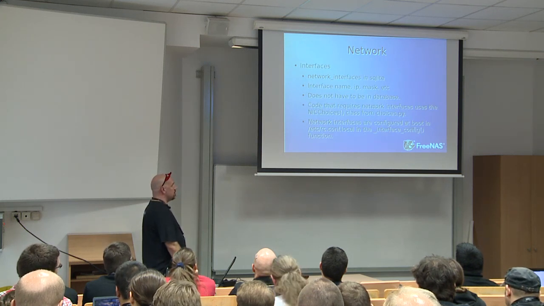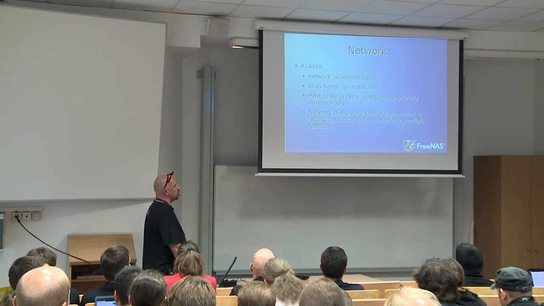Under interfaces, again, it's just another SQLite table. Your standard IP address, mask, nothing fancy. We have a Python class that grabs all of that information. It's not necessarily in the database. It could be, if you define it in the interface, it'll store it to the database. But if not, this class will grab it. And that's handled in rc.conf.local, as I mentioned earlier.